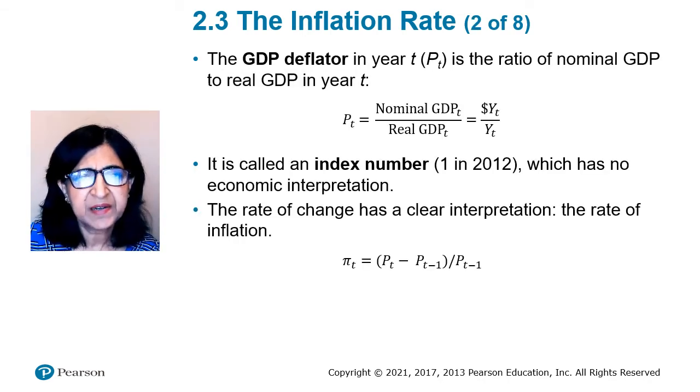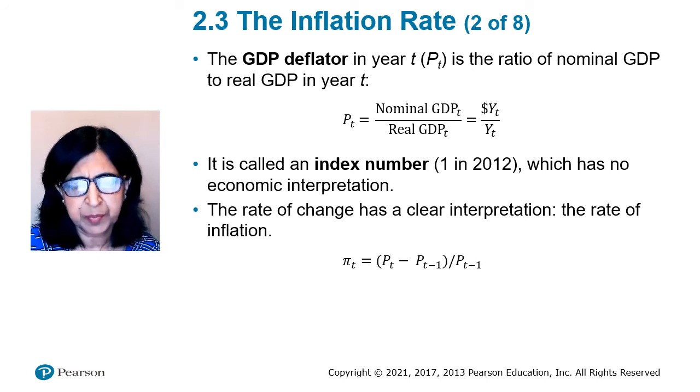The practical issue is how to define the price level so the inflation rate can be measured. Macroeconomists typically look at two measures of the price level, two price indices: the GDP deflator and the consumer price index. The GDP deflator in year T, P subscript T, is the ratio of nominal GDP to real GDP in year T. It is called an index number, equal to 1 in 2012, which has no economic interpretation.